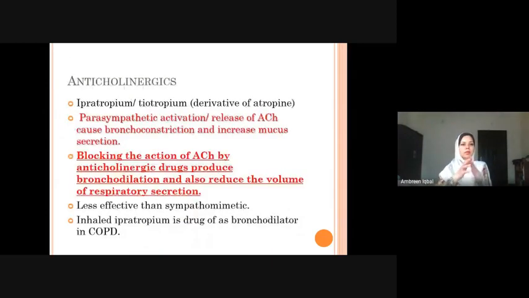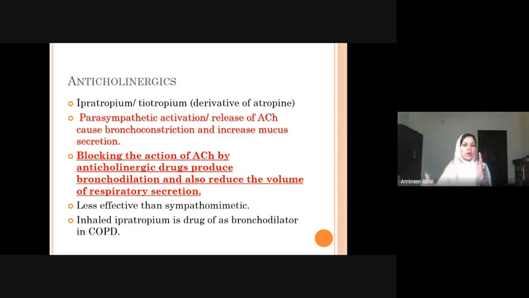Anticholinergics are the drugs that antagonize the action of cholinergics, and cholinergics are parasympathomimetics. In the parasympathetic system, acetylcholine is the major neurotransmitter. Under normal conditions, acetylcholine acts on the muscarinic receptors present on the lungs, causes parasympathetic activation, induces bronchoconstriction, and increases the secretion of the respiratory tissues, causing increased mucus secretion. So what we are going to do is inhibit this acetylcholine.